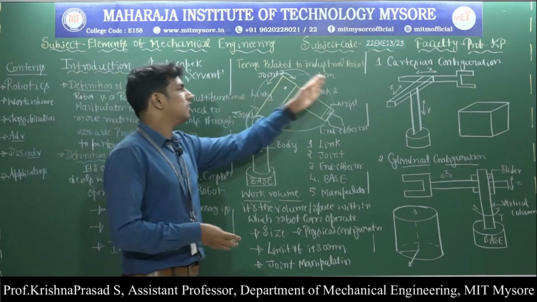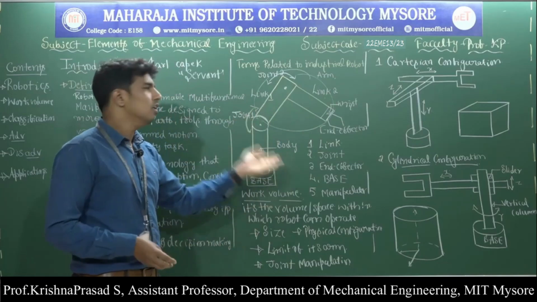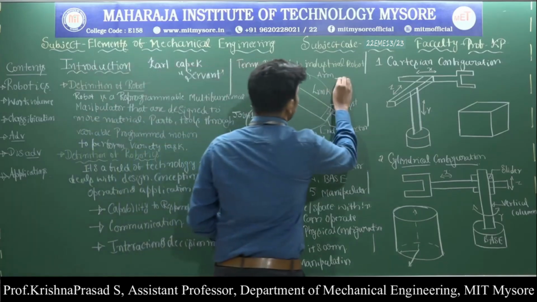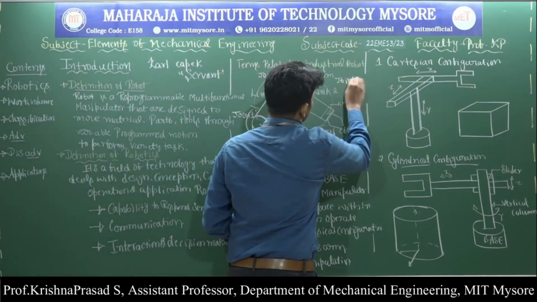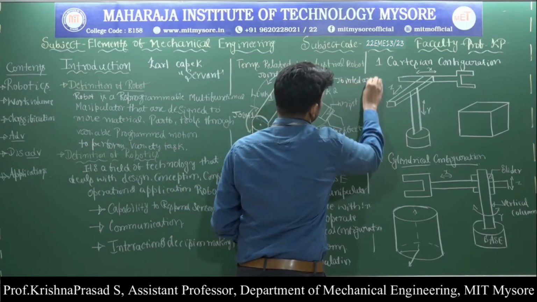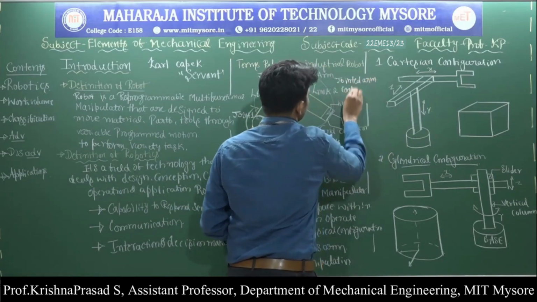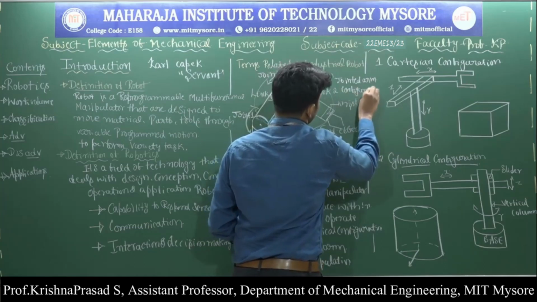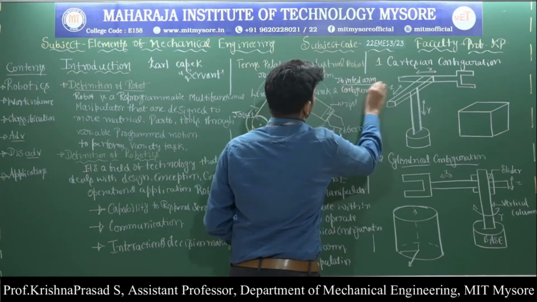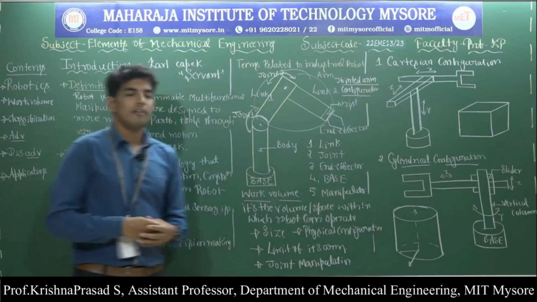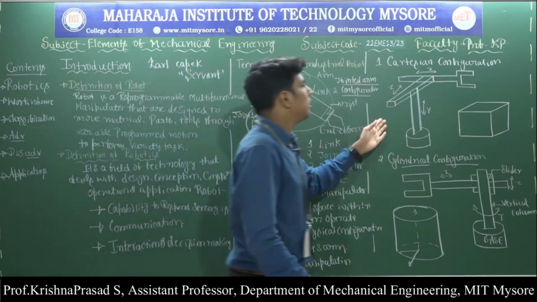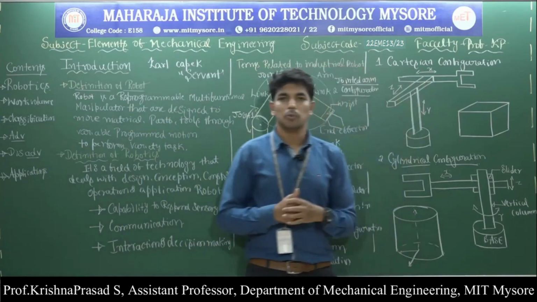Okay, so this industrial robot, whatever the figure we have written, this itself is called jointed arm configuration robot. Very first one, we need to know what is meant by the Cartesian configuration robot.